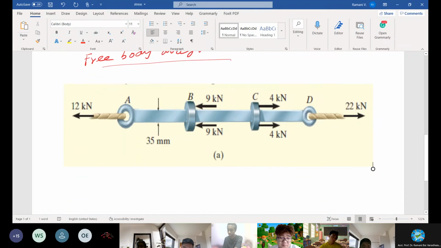Okay, try to understand this. We need to do section by section to understand the loads given and the corresponding stress produced.